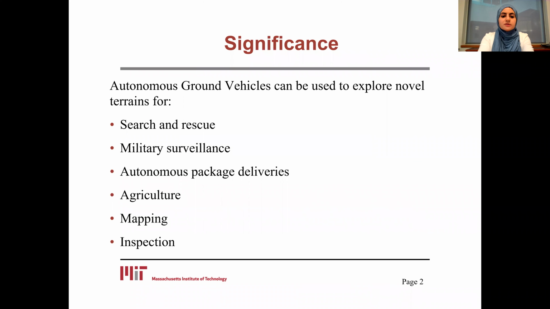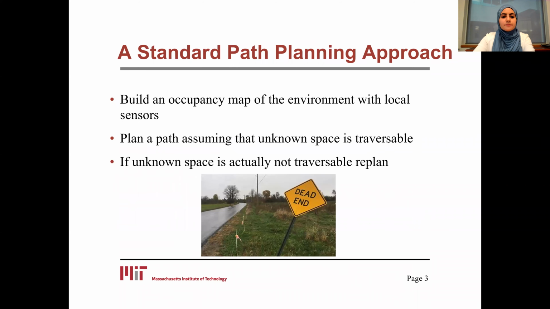So the significance of autonomous ground vehicles is that they can be used to explore diverse outdoor environments and novel terrains for many applications such as search and rescue, military surveillance, autonomous package deliveries, agricultural mapping, and inspection.